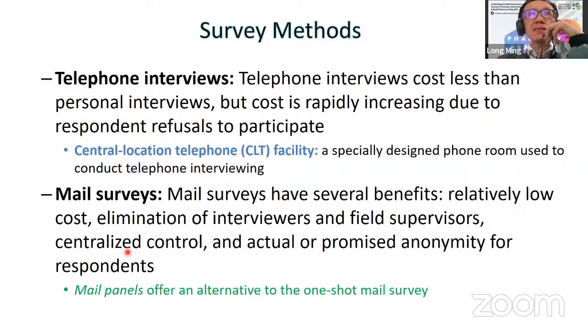Previously they had central location telephone facilities where the workers would sit inside, like dialing centers, call centers. Okay. Mail survey is now also less frequently used. One reason is to cut down the use of paper. So we're moving towards electronic surveys. Okay.